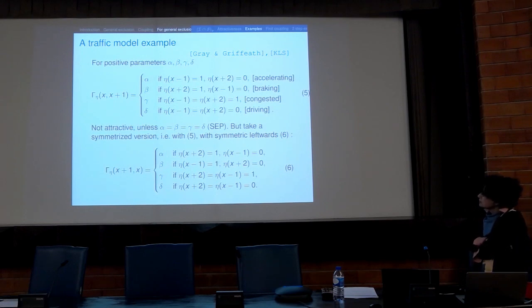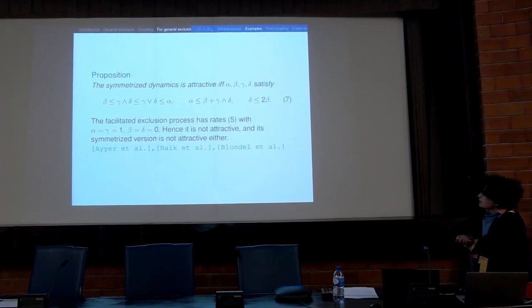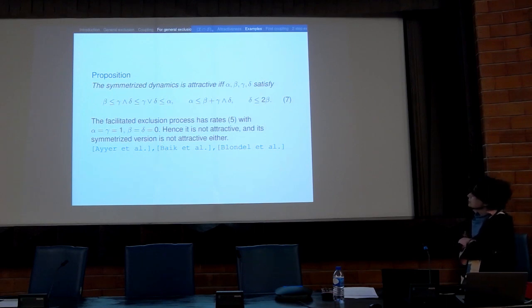But what we found out is that if you take a symmetrized version of it, which means that alpha, we also look at jump from x plus 1 to x, and alpha will be the rate to jump if x plus 2 is full and x minus 1 is empty, beta if x minus 1 is full and x plus 2 is empty, and we keep gamma if both are full and delta if both are empty. And then what we find is that that symmetrized version will be attractive if and only if the rates satisfy some inequalities here.